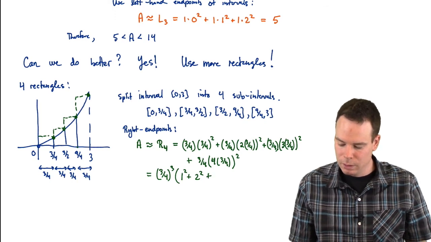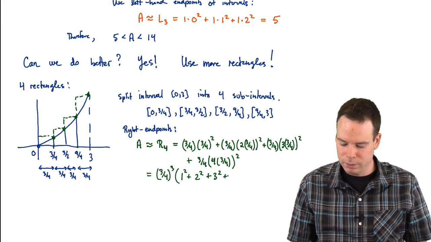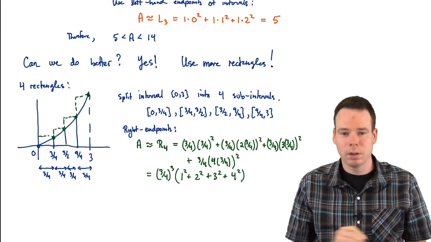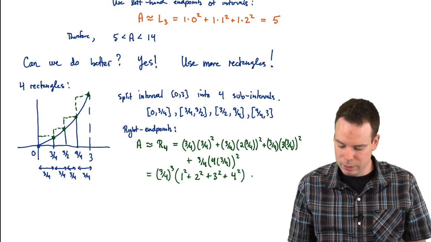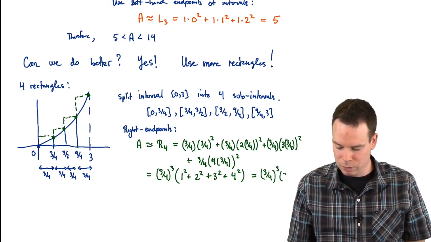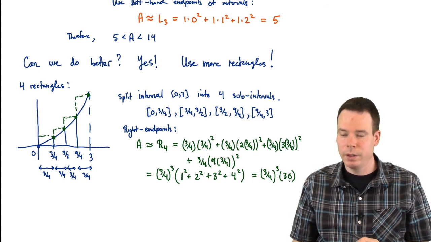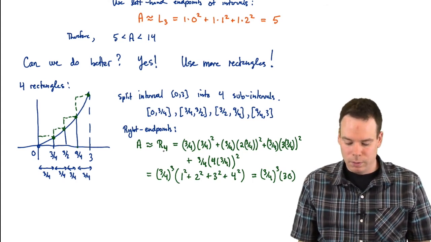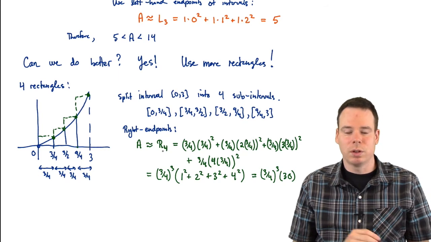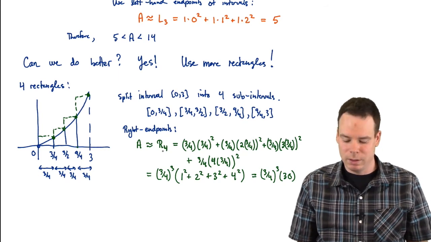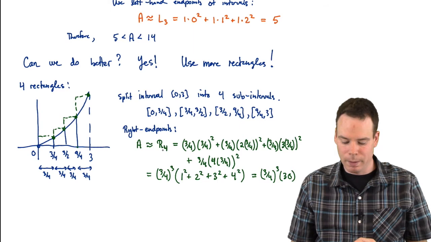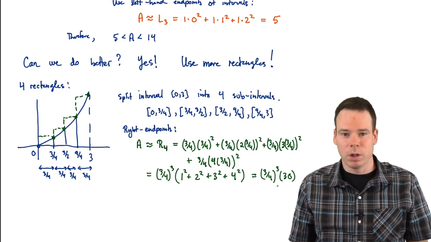Plus, I've taken out all the 3/4. That leaves me with just a 3 squared. Plus, and the last one is a 4 squared. And so this adds up to 3/4 cubed times the sum of these numbers, which is 1 plus 4 plus 9 plus 16, so that's 30. So there's our sum of the areas of the rectangles using the right-hand endpoints, what we call the right-hand Riemann sum for 4 rectangles. So our area, we know, is smaller than this.